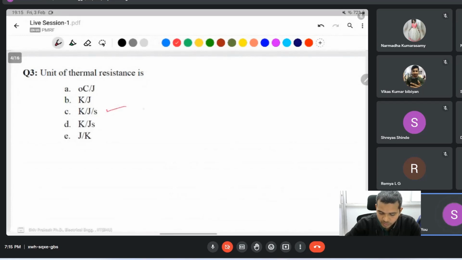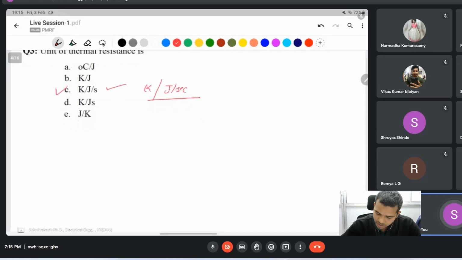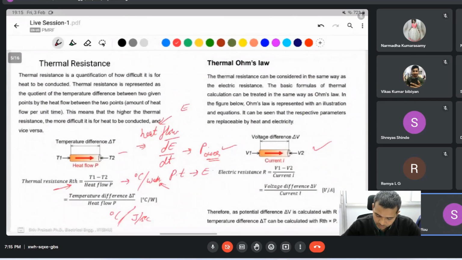Like this, you can also change degree centigrade to Kelvin. Kelvin per watt means Kelvin per joule per second. Option C is correct. Thermal resistance means the temperature difference between 2 points divided by heat flow. Heat flow depends on the thermal resistance of the material, of any material, same as Ohm's law.